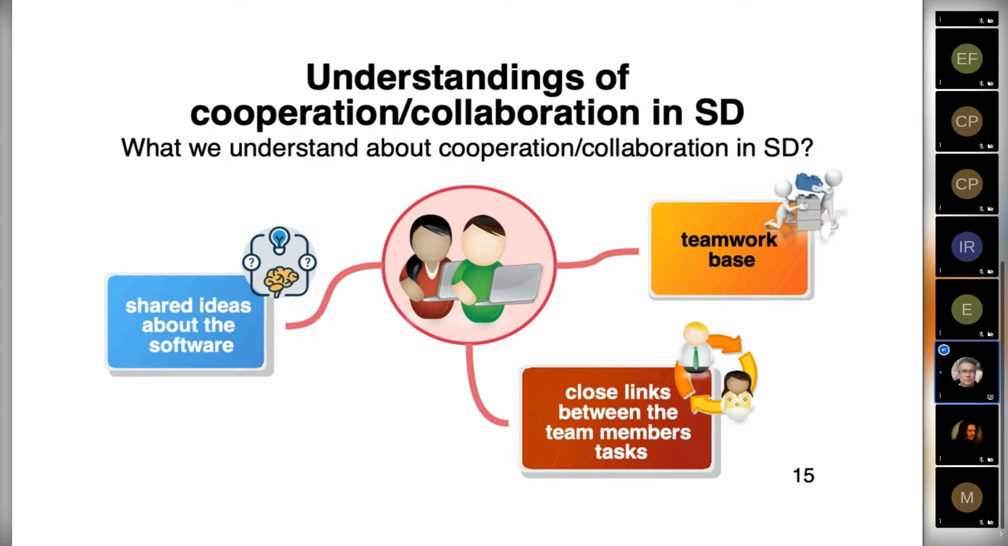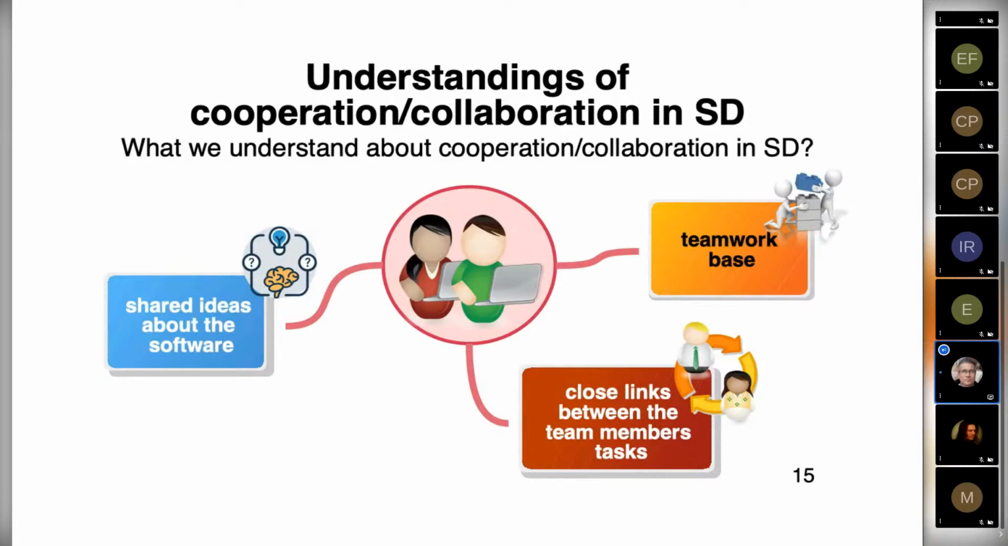But we can go now to the ways we understand cooperation and collaboration in software development. When you ask someone what she or he understands about cooperation and collaboration in software development, they only give you these three main ideas. They say, okay, it's related with the sharing of ideas about the software. It has to do with the teamwork we need to have inside our project, and also the close links we need to have between the team members' tasks. And if you look at these three characteristics, it's not only needed in the free and open source software community, it's also something that you need in any kind of software project you are part of.